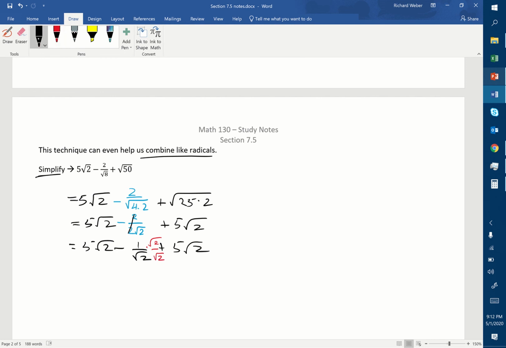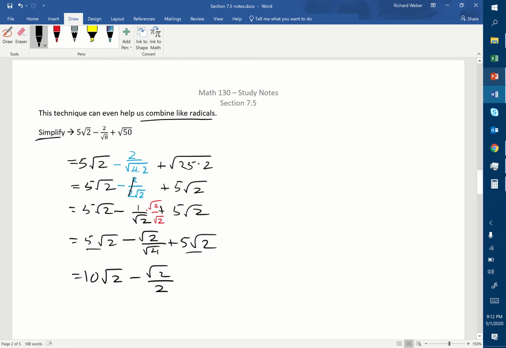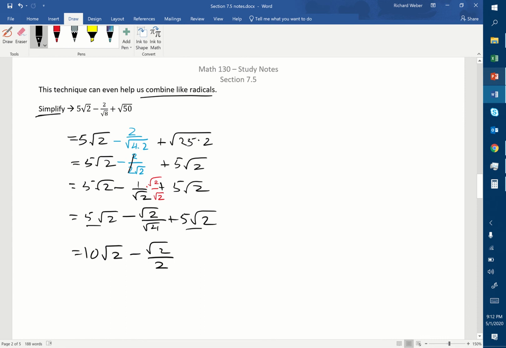Okay, and let's see what happens. So you get a 5 square root of 2 minus radical 2 over radical 4 plus 5 square root of 2. Okay, you know what? I'm going to put those two together, these guys. So 10 square root of 2 minus radical 2 over 2. And you think, oh, they don't combine. Yeah, they do. Watch. This is 10 square roots of 2 minus 1/2 square root 2.